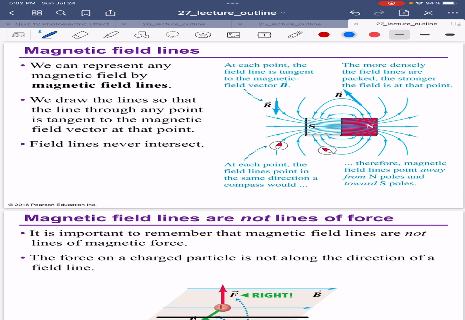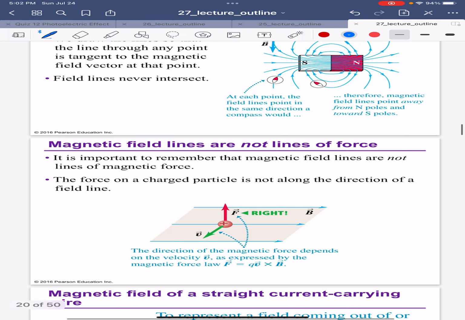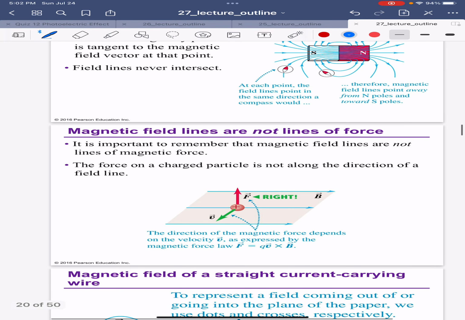The density of lines represents the strength. If the lines are very dense, then it's a very strong magnetic field. And when they are not dense, this is a weak field.